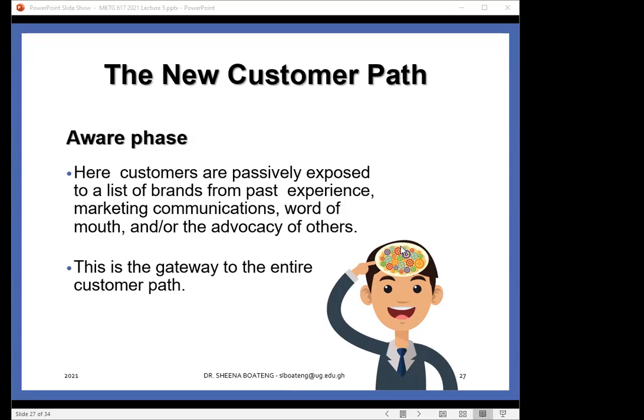And in addition to word of mouth, we can also talk about the brand advocates who are always online talking about the positive experiences they have had with specific brands and encouraging other users to go try out these brands, right? And this aware phase is the gateway to the entire customer path, because that is where the list of brands that a customer is going to sift through is generated. And it is the starting point at which we as e-marketers always want to be included. Because if you are not included at the aware phase, it is less likely that you are going to end up being the brand of choice at the end. I hope that makes sense.